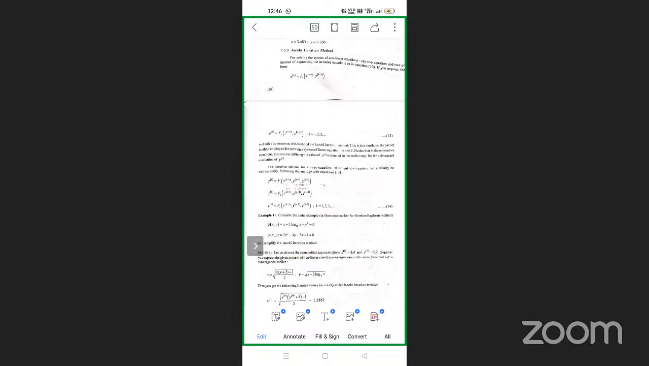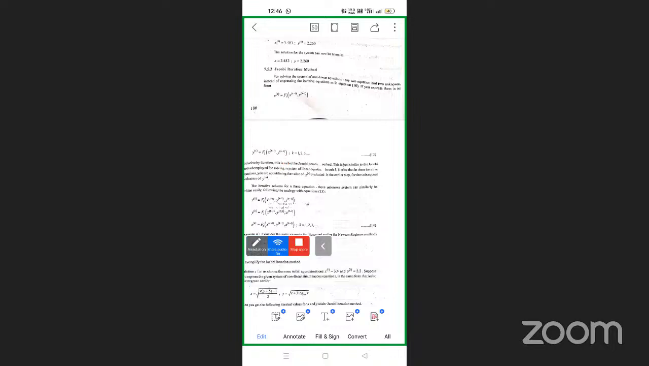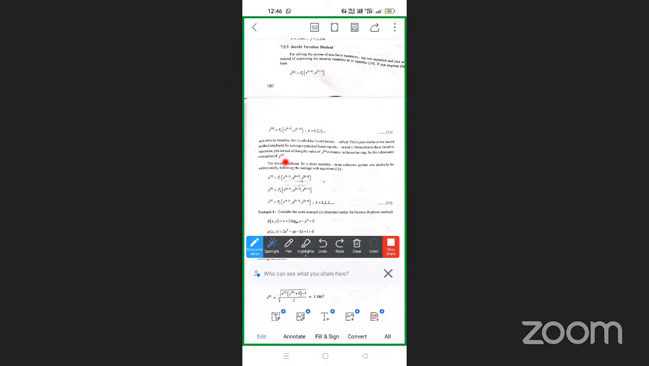Next, the Jacobi iteration method. The Jacobi iteration method is also the same. For 2 variables, the kth iteration x^k equals f1 of x power k minus 1, y power k minus 1, and y^k equals f2 of x power k minus 1 iteration, y power k minus 1 iteration, like the previous iteration values. Next, the system of 3 variables.